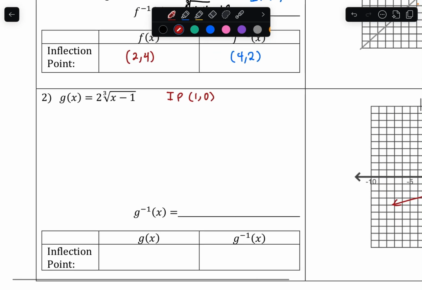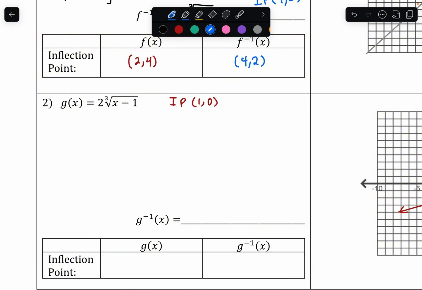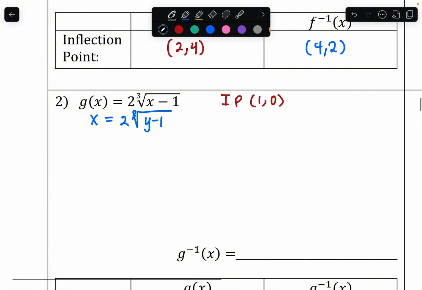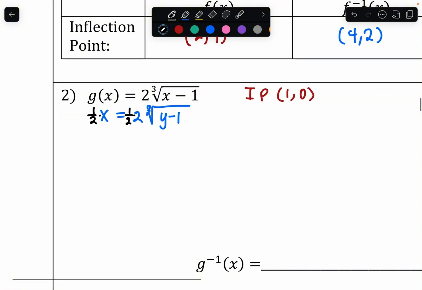Okay, and so now to find the inverse algebraically, we are going to switch x and y, and then resolve for y. So our first step here is to get rid of the 2 outside. To keep it as a scale factor, instead of dividing by 2, I'm going to multiply by 1/2, which is the same thing. We just want to be able to see what the scale factor is. So 1/2 x equals the cube root of y minus 1.